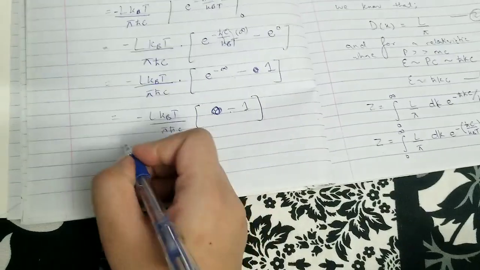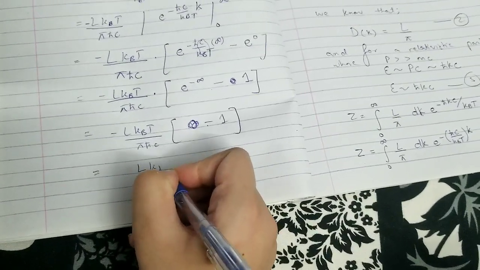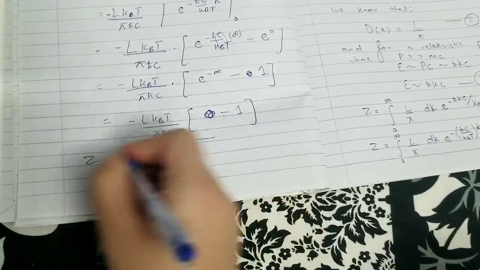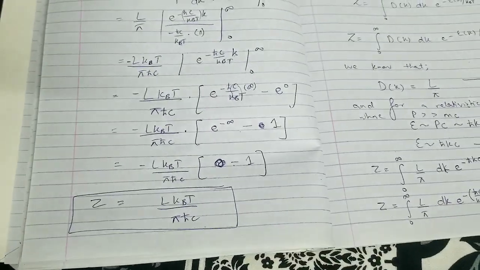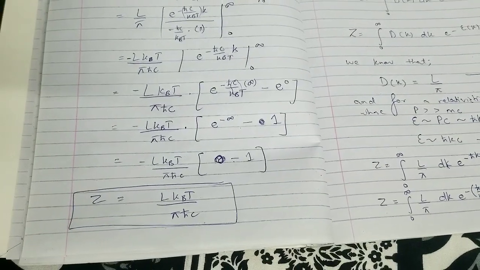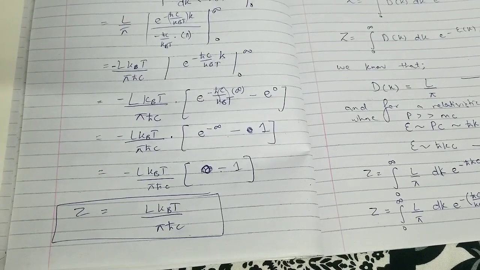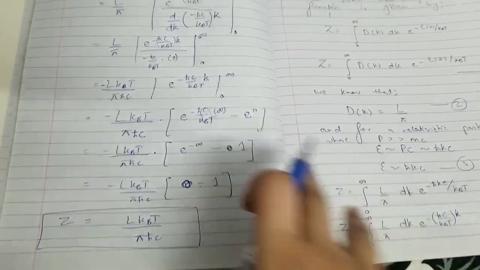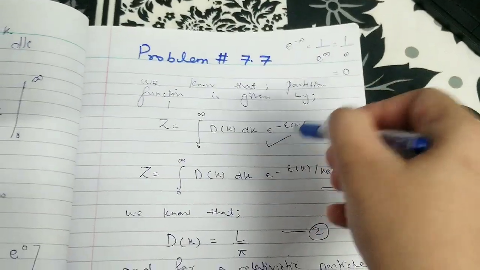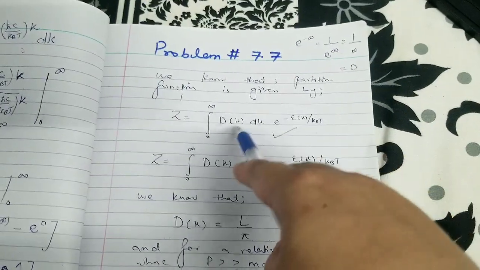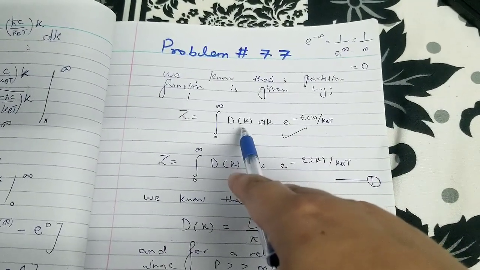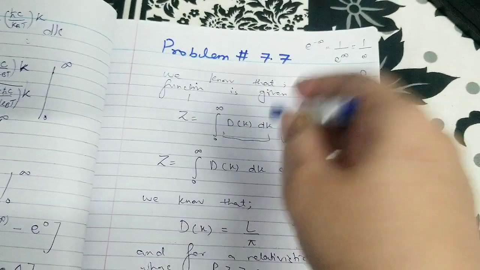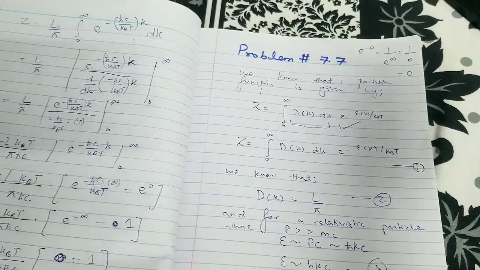This minus and minus cancel out, and we are left with L kbt by pi h cut c, and this is the partition function for a relativistic particle in one dimension. This is the final answer, and I hope you understood it. It's very easy. You just need to remember the formulas, and you should know the density of states formulas as well, and you just need to put them here.